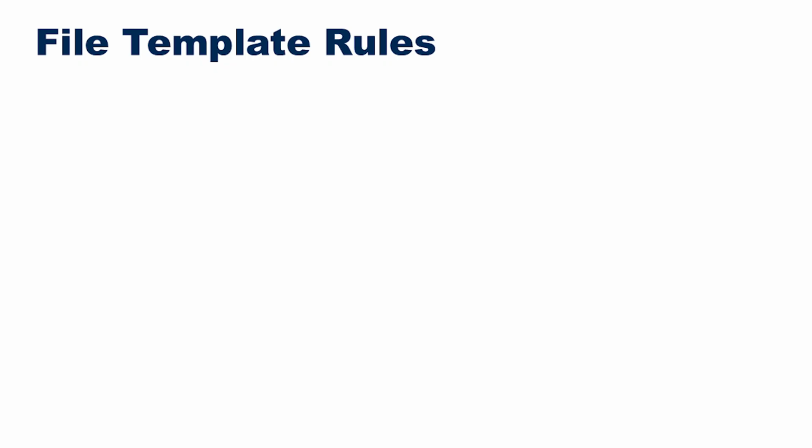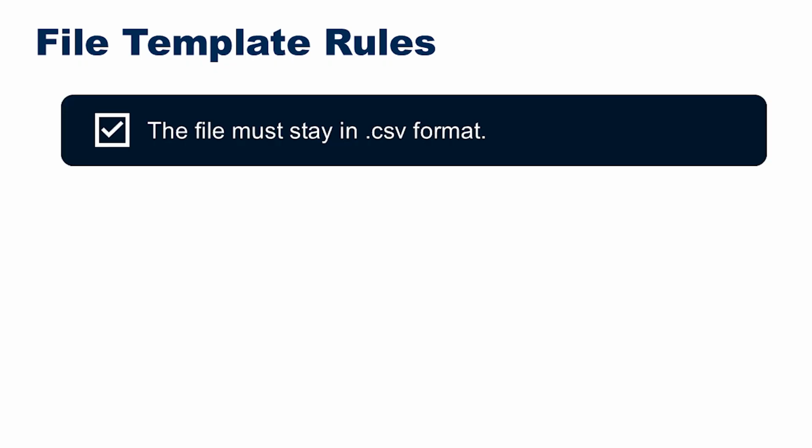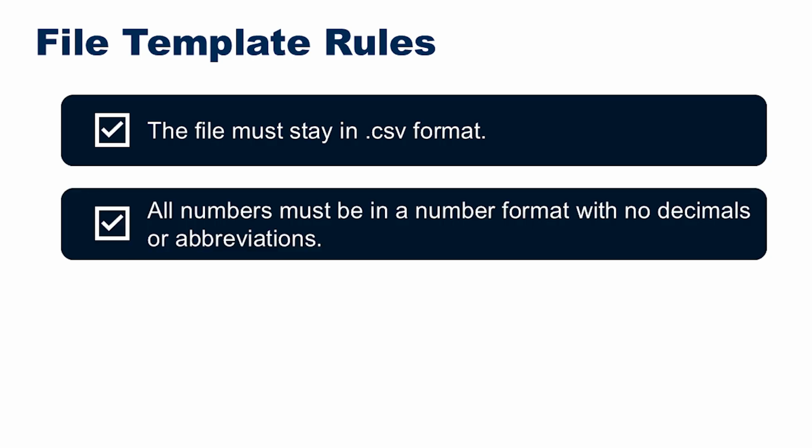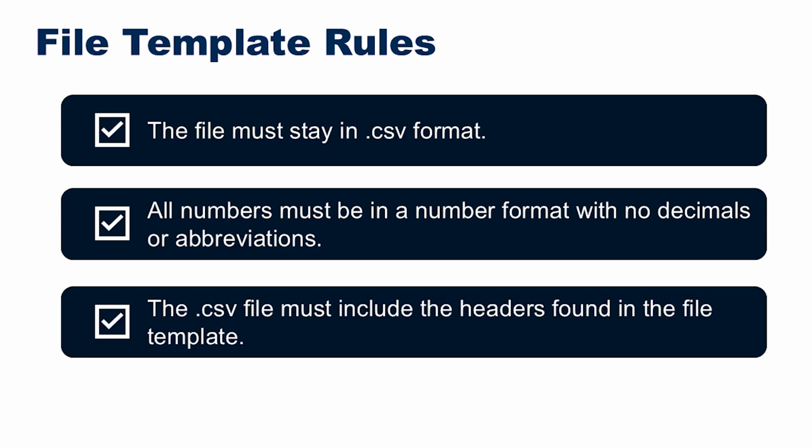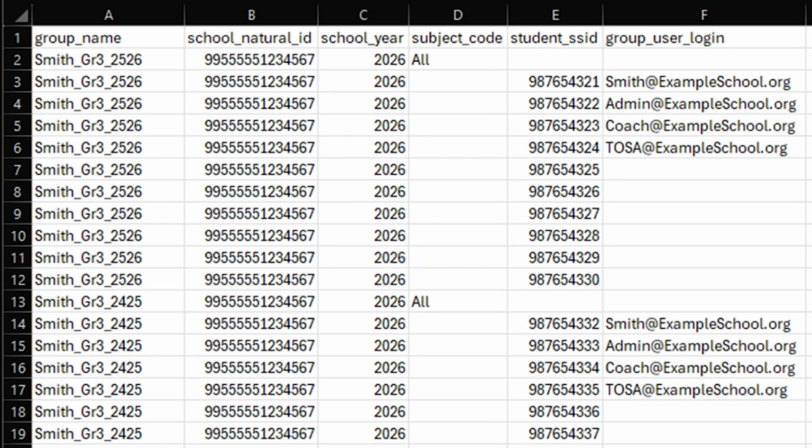These rules are: the file must stay in a comma-separated value or CSV format. All numbers must be in a number format with no decimals or abbreviations. The CSV file must include the headers found in the file template. Do not edit these headers. This is a sample file template.